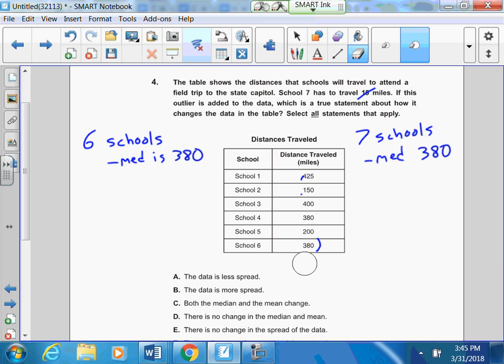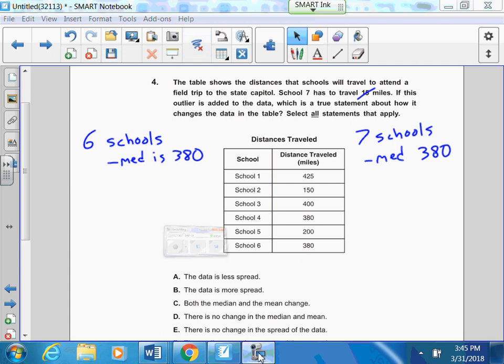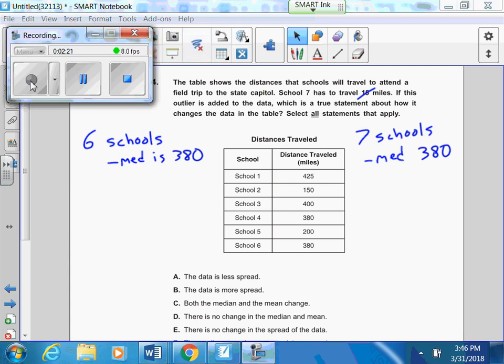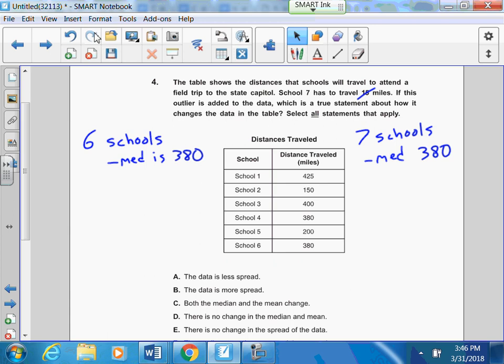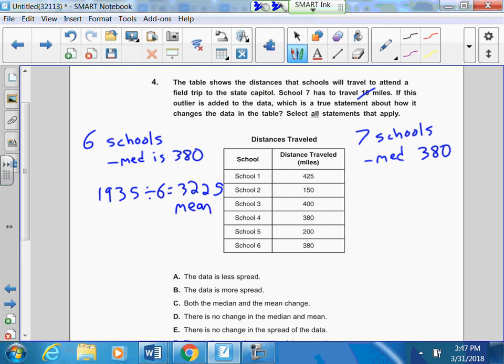Now let's find the mean. So for the mean, we have to add up the 6 numbers. I have to get my calculator. I'm going to add these numbers up. Okay, so I paused the video, I got my numbers. If you add up the 6 schools, you're going to get 1935. Then you divide by 6, you should get 322.5. That would be the mean for 6 schools.